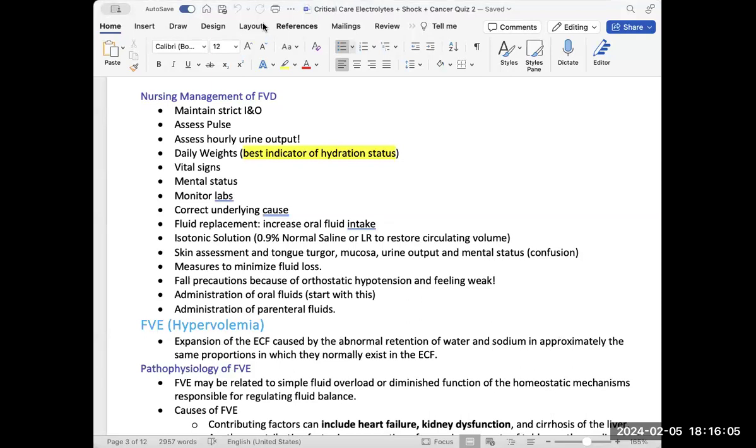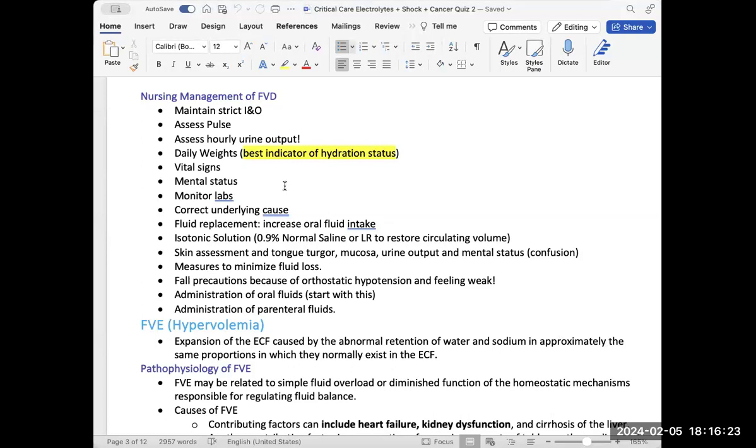Other ways that we can manage fluid volume deficit include I&Os, pulses, and hourly urine output. And that's because, right, if we don't have enough fluid, they're not going to be peeing as much because they don't have anything to really pee out.